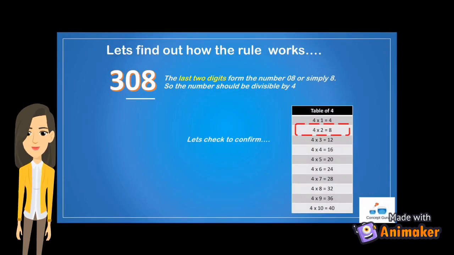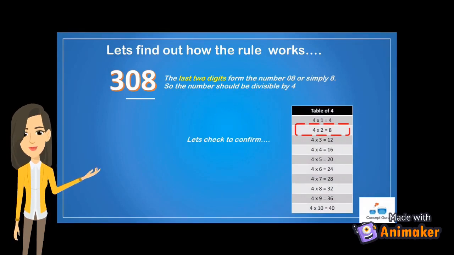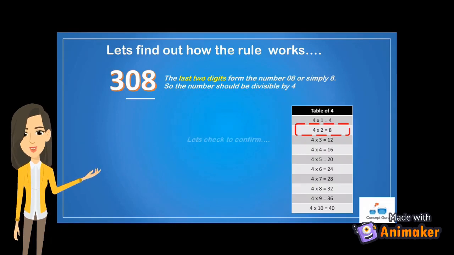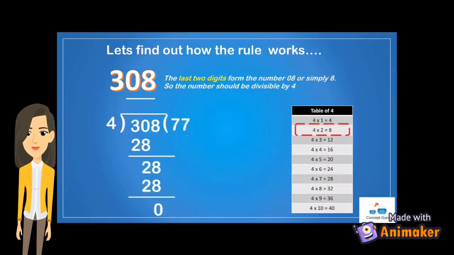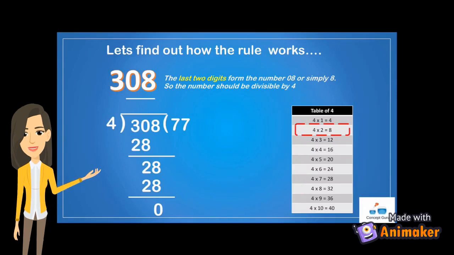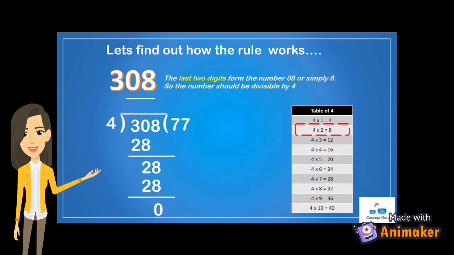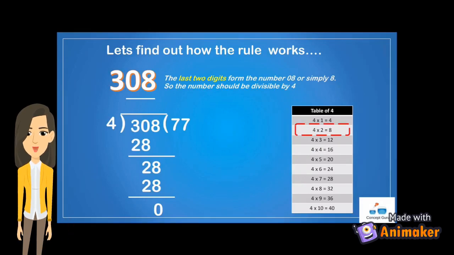And so we can also confirm the division to find out whether there is a remainder of 0 or not. 4 into 77 is actually 308 and it leaves a remainder of 0.